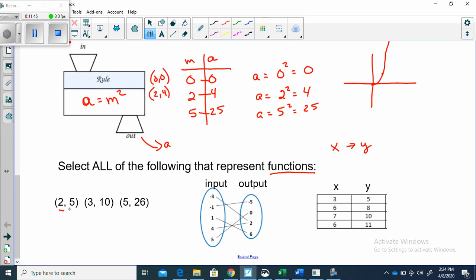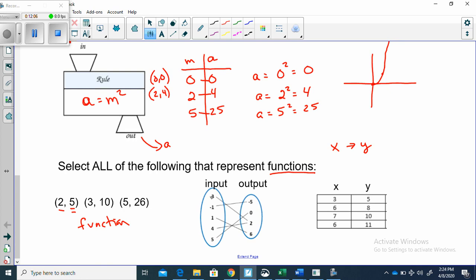This input of 2 has an output of 5. Are there any other inputs of 2 here? No, I have 3 and 5. This is a function. Each one of those inputs has just one output. 2 has a 5, 3 has a 10, 5 has a 26.